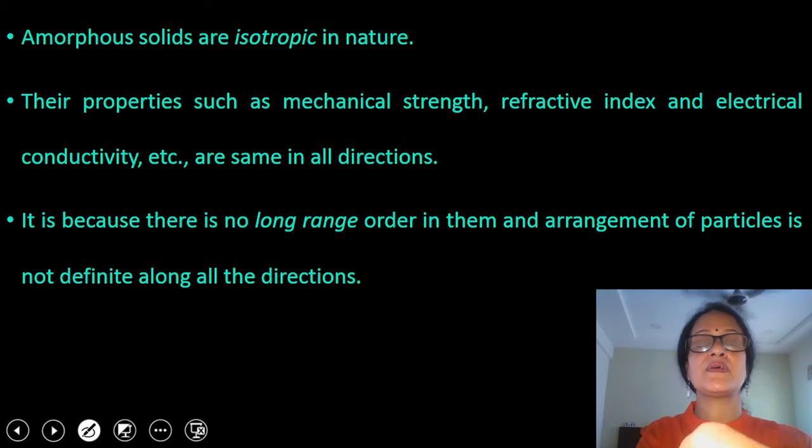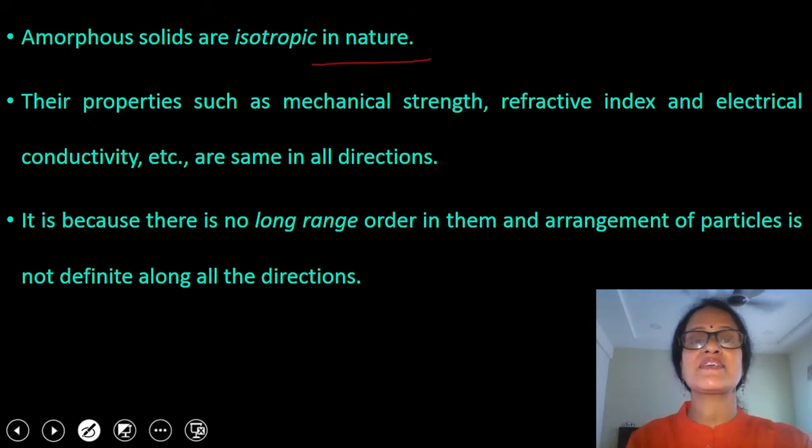Another property is that amorphous solids are isotropic in nature. We have discussed that crystalline solids were anisotropic in nature, but contrary to crystalline solids, amorphous solids are isotropic in nature. It means that if we measure their properties such as mechanical strength, refractive index and electrical conductivity, we will find that they will be same in all directions.